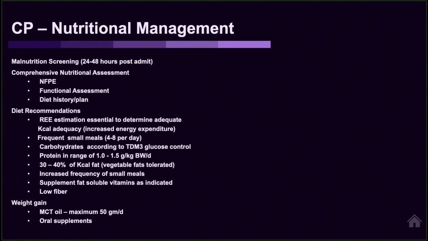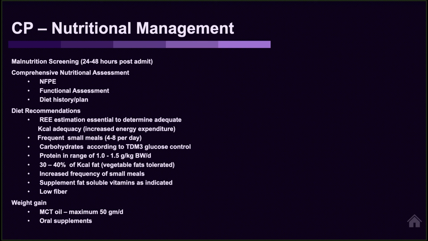As in acute pancreatitis, there should be malnutrition screening within the first 24 to 48 hours, again because there's a high risk for nutritional deficiencies and nutritional risk in this population. This should also include a comprehensive nutritional assessment, a nutrition-focused physical exam, functional assessment, and a diet history plan. The diet recommendations should include resting energy estimation to make sure that there is adequate kcal intake because of increased energy needs.